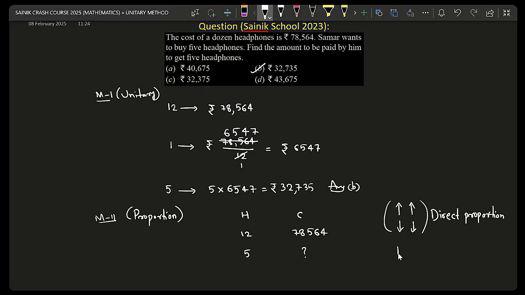If one quantity increases, another quantity decreases, or if one quantity decreases, another quantity increases, what is this proportion called? Sir, inverse proportion. Yes, that is called inverse proportion.